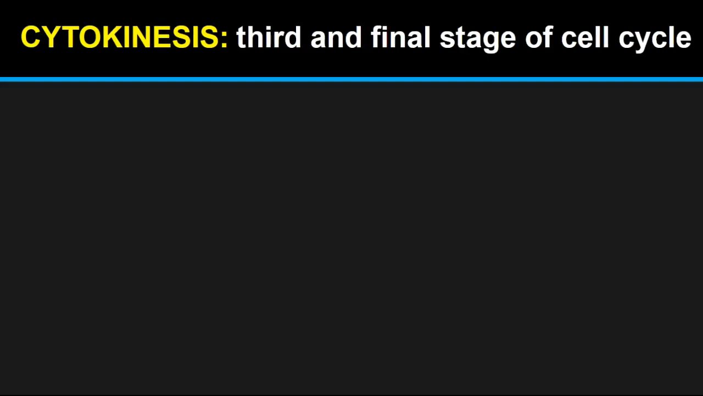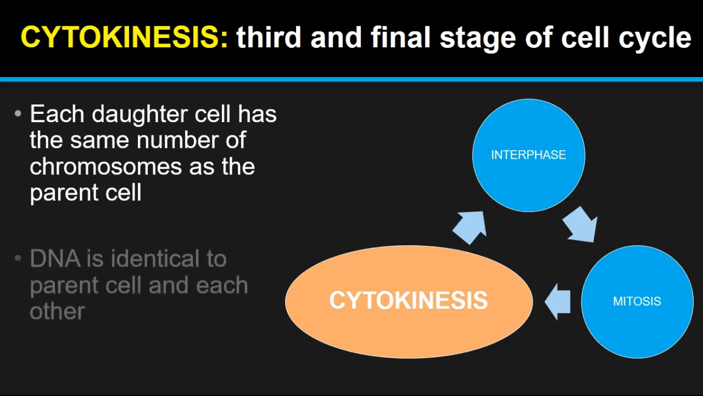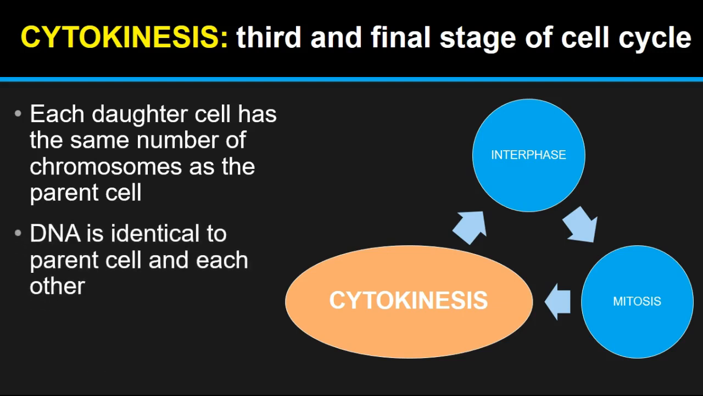And cytokinesis is the third and final stage of the cell cycle. During cytokinesis, each daughter cell has the same number of chromosomes as the parent cell. Its DNA is identical to the parent cell, and the daughter cells' DNA is identical to each other. And then that whole cycle starts over again. Once the cell is finished with cytokinesis, it moves back into interphase, where it starts to grow and develop.